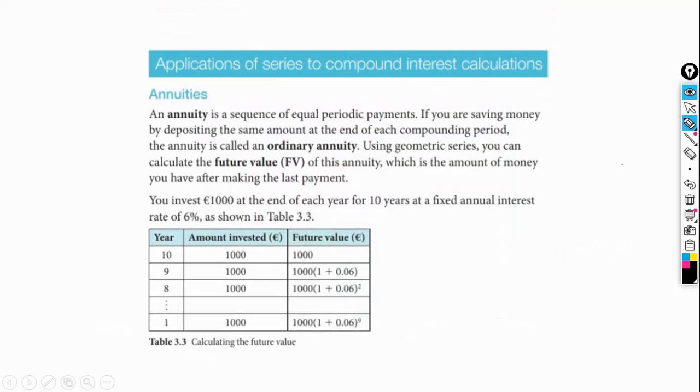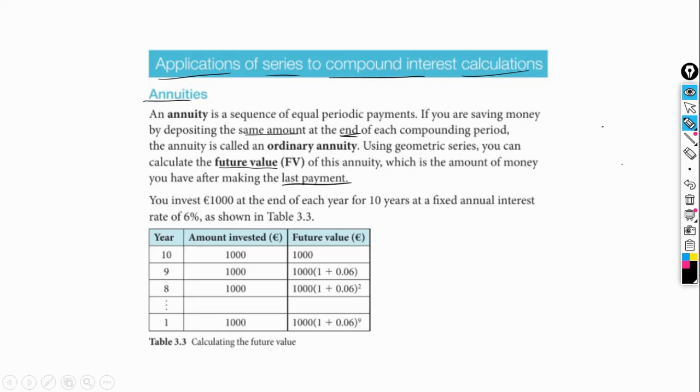So next we're going to look at applications of series to compound interest calculations. And we start with annuities. An annuity is a sequence of equal periodic payments. If you're saving money by depositing the same amount at the end of each compounding period, the annuity is called an ordinary annuity. Using geometric series, you can calculate the future value of this annuity, which is the amount of money you have after making the last payment.